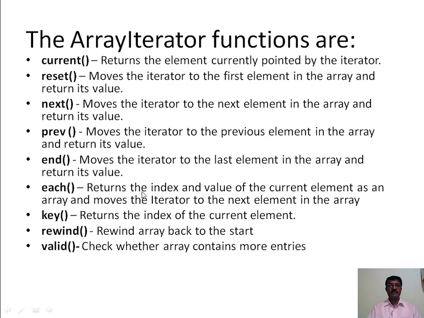The each function returns the index and value of the current element as an array and moves the iterator to the next element in the array. The key function returns the index of the current element. The rewind function rewinds the array back to the start. The valid function checks whether the array contains more entries.